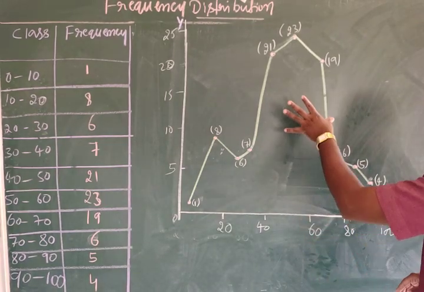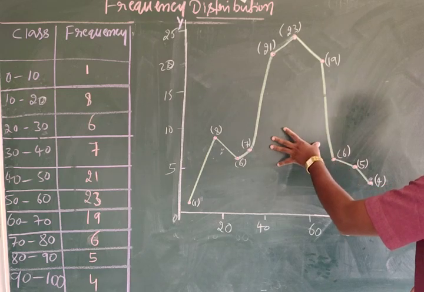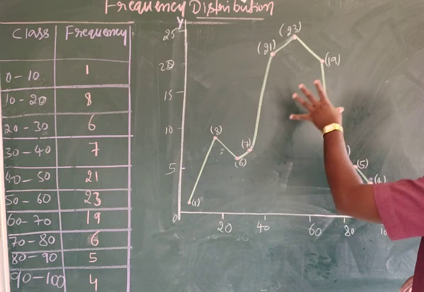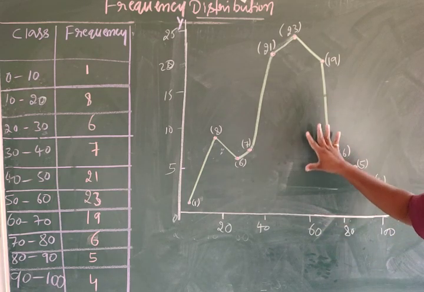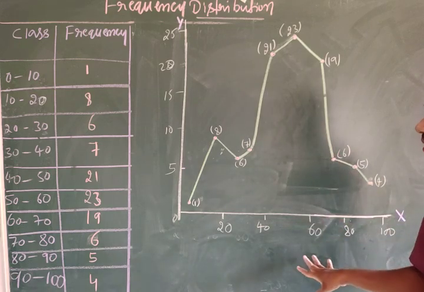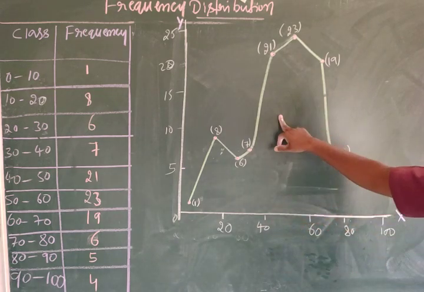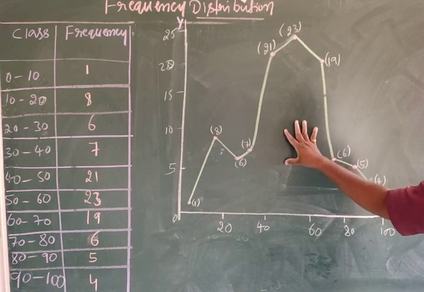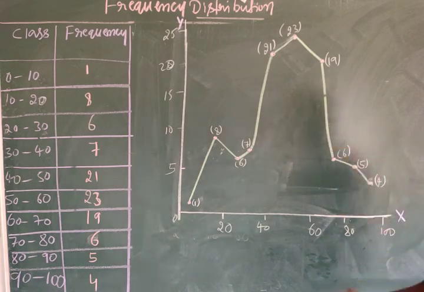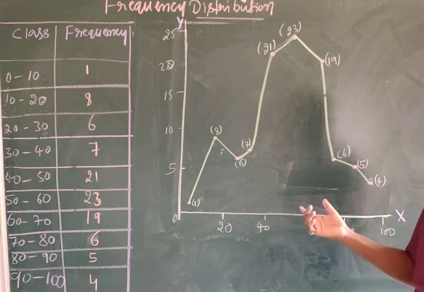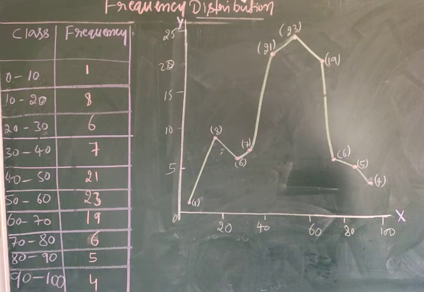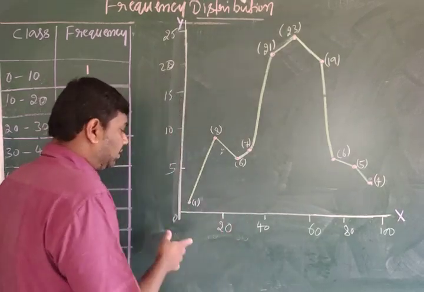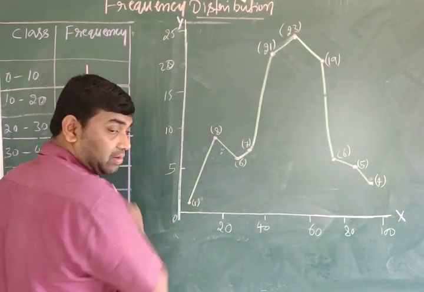This is called the graphical representation of frequency distribution. This shows the classes and frequency. This is called the frequency curve. The frequency curve represents the frequency distribution. On the OX axis we measure the classes. On the OY axis we measure the frequency. Here you have to mark line by line, like 1, 2, 3, 4, 5.